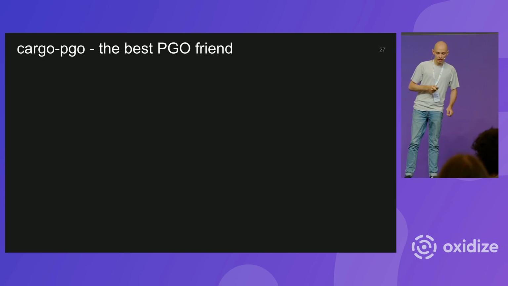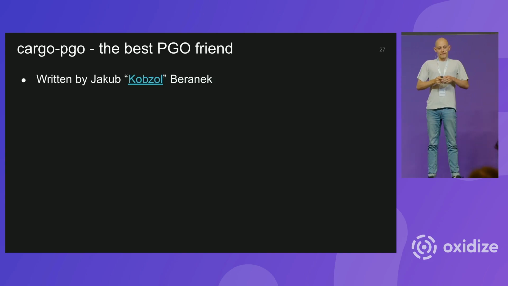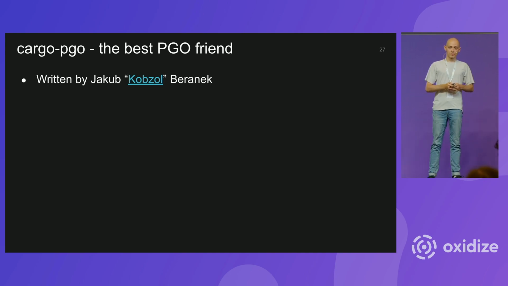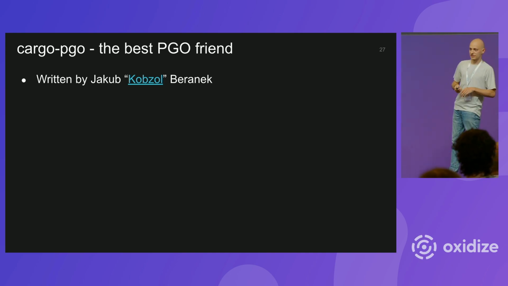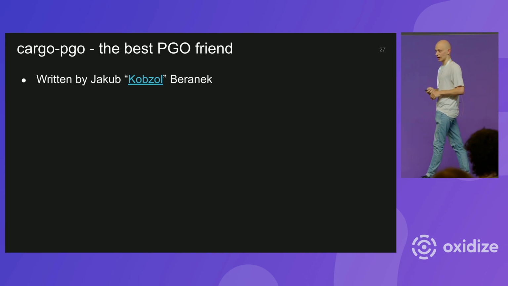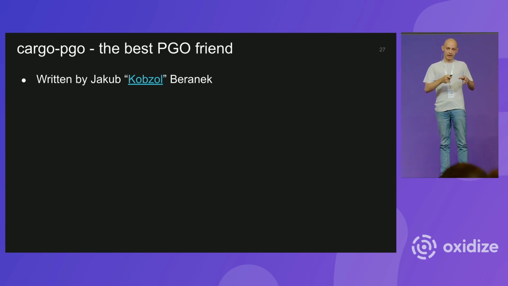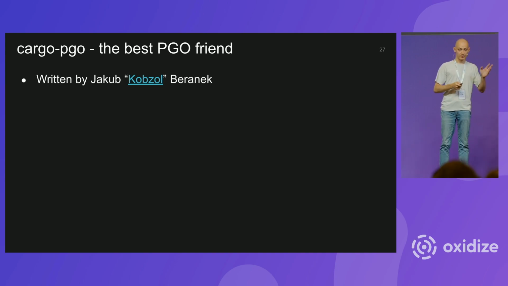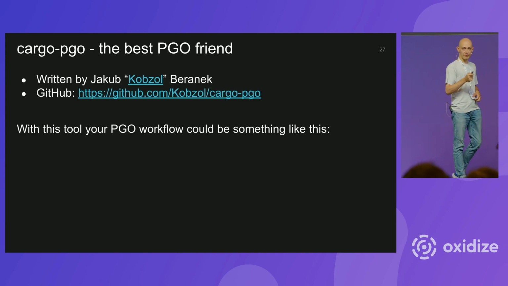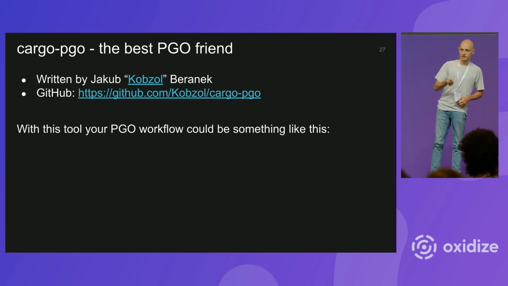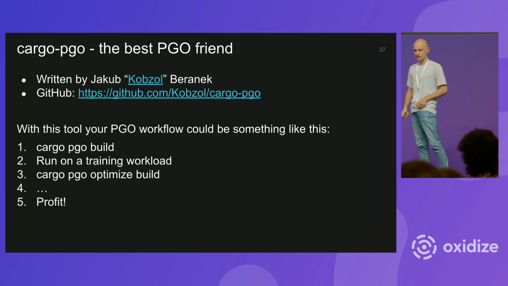What about the ecosystem for PGO in Rust? There is a tool called Cargo PGO. The tool is written by the PGO guru in the Rust ecosystem, Jakub Beránek, aka Kobzol. This guy optimized the Rustc compiler with PGO and other more advanced techniques. This tool is available here, and with this tool, you can optimize your Rust application in this way. That's it.